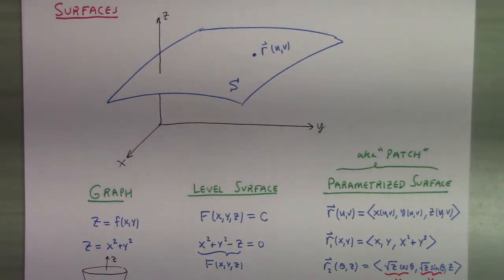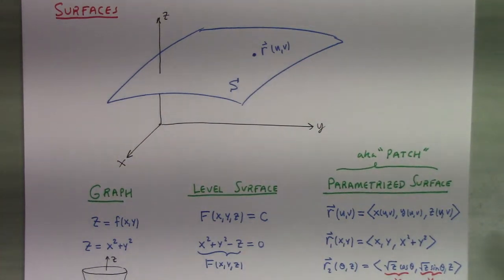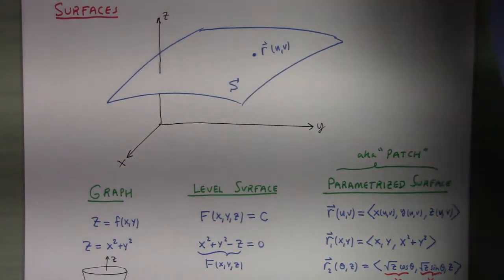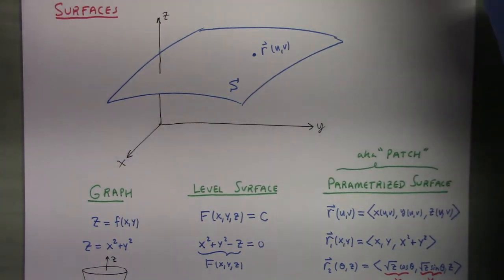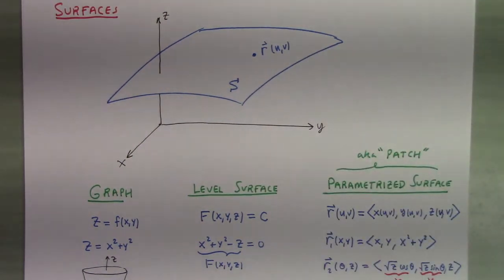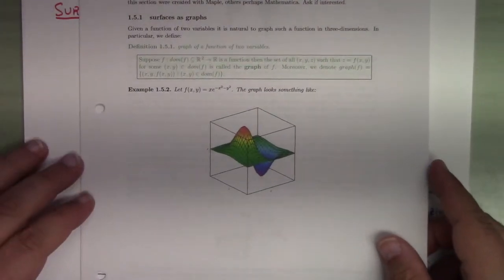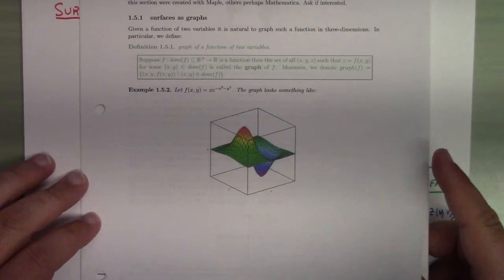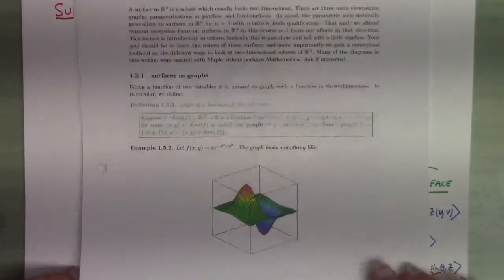So it's the same idea for finding a parameterization of a surface. These are the three viewpoints, and we'll talk more about those as we go on, of course. Let me show you my examples. Here's the graph of z equals x e to the minus x squared minus y squared. That's kind of a funny one, isn't it?